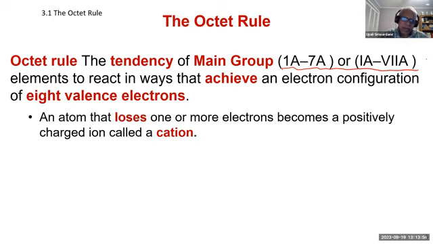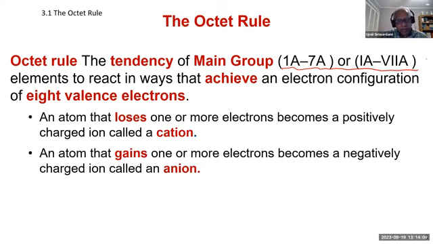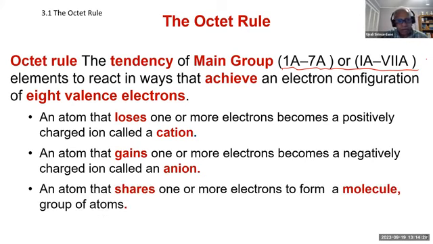An atom can lose 1 or more electrons and become a cation, or positively charged ion. That is metals. Non-metals gain electrons to become negatively charged, and negatively charged ions are called anions. These first two are how the ionic bond is formed. This last one is sharing electrons.